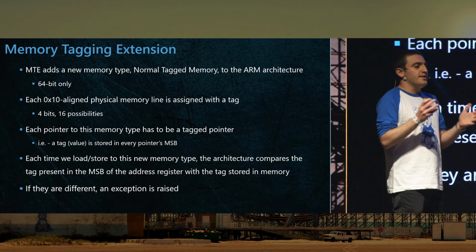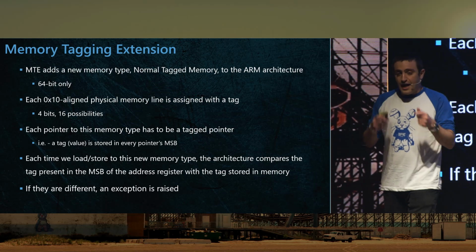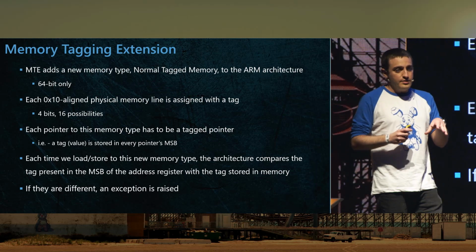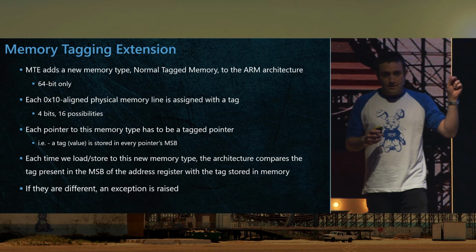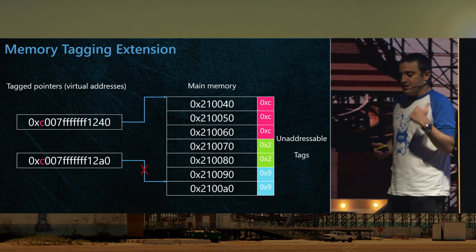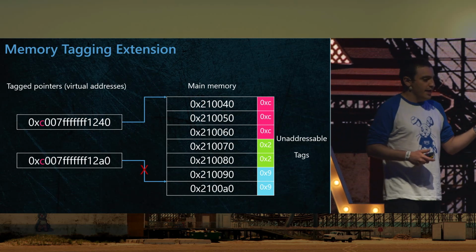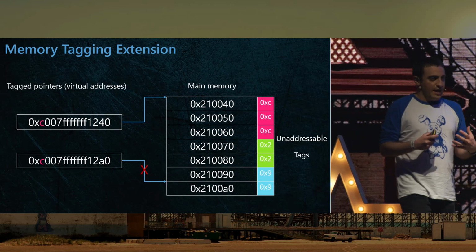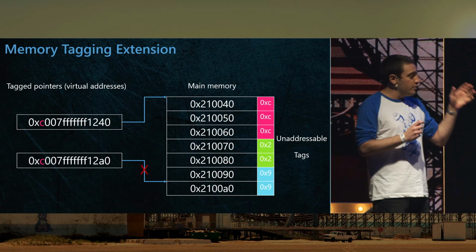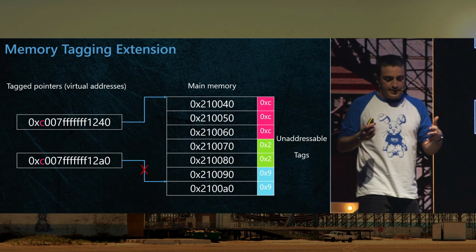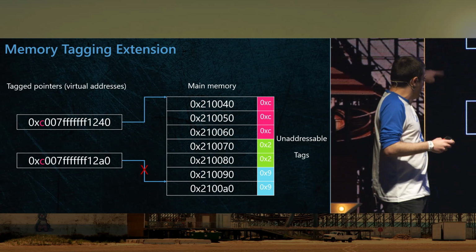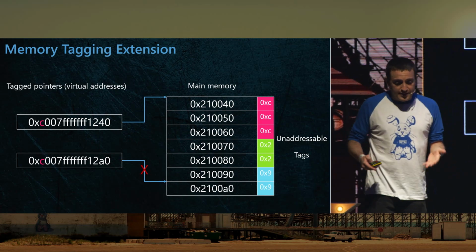And now, every time that you dereference some address, every time that you do a load or store, the architecture itself, the CPU, will compare both of these tags: the physical tag from the underlying physical memory, and the logical tag from the MSB part of your pointer. And if these two tags are different, an exception will be raised by the CPU. Here you can see a very simple illustration of that. On the right-hand side, you have your physical memory with these unaddressable tags. These tags can only be modified via a specific set of new instructions, and you cannot reach this memory area via the page tables and so on. On the left-hand side, you have your virtual addresses, which are just tagged pointers with these tags at the MSBs. And if these two tags are different, an exception will be raised.